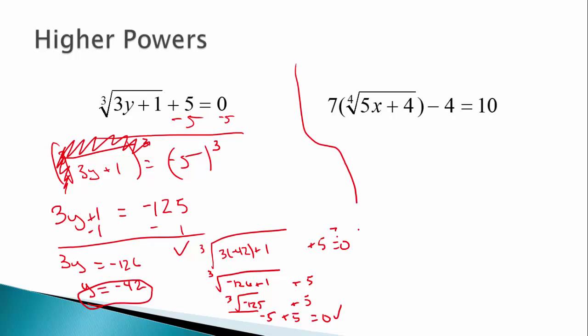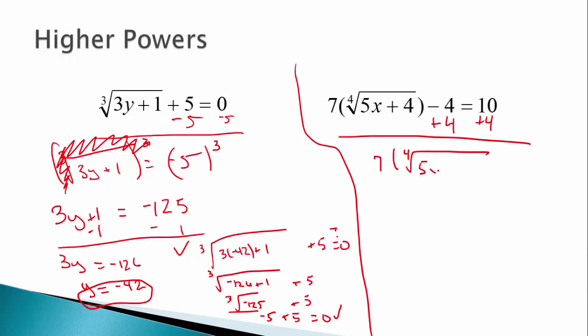Okay? Trying this second example now, we have a fourth root. Again, same tricks. Isolate the radical, and then we're going to raise the whole thing to the power of the index. So we have 7 times the fourth root of 5x plus 4 equals 14. Divide through by 7.